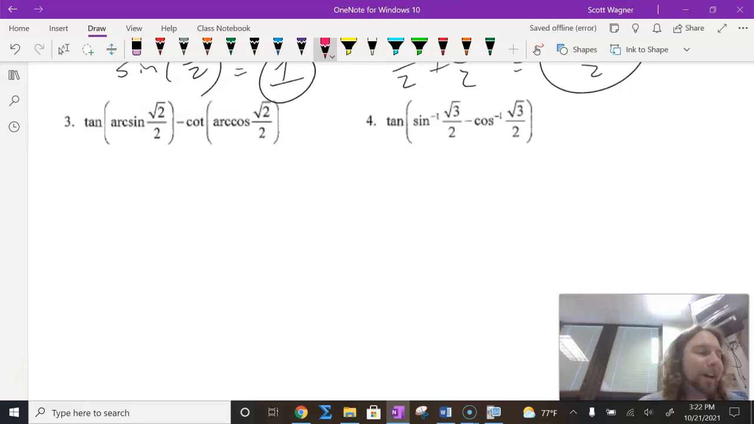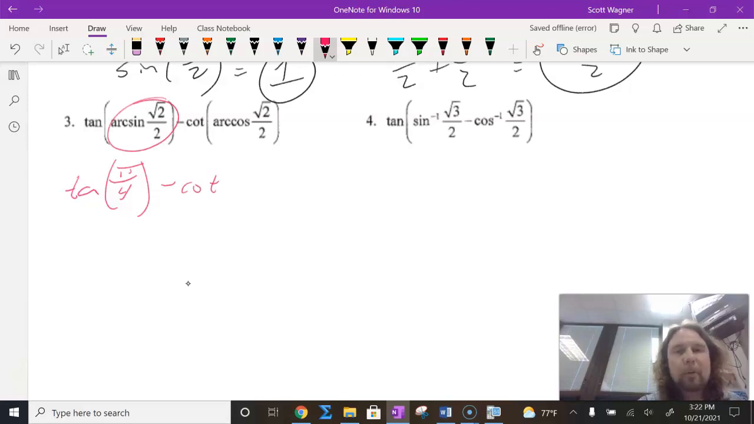Okay, great. So number 3 right there. I would say the arc sine of root 2 over 2 is going to be pi over 4, so that's going to be a tangent of pi over 4, and then minus the cotangent of the arc cosine of root 2 over 2. The arc cosine of root 2 over 2 is pi over 4, so that's the first step. The tangent of pi over 4 is 1. The cotangent of pi over 4 is 1, and I have to subtract them. When I do that, I get 0. So hopefully you got 0 for that first one.